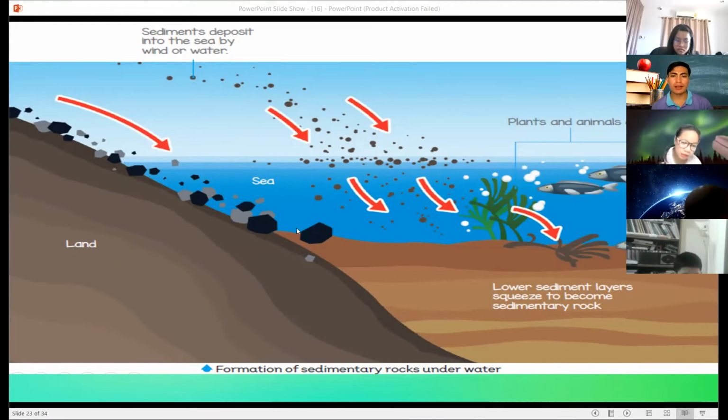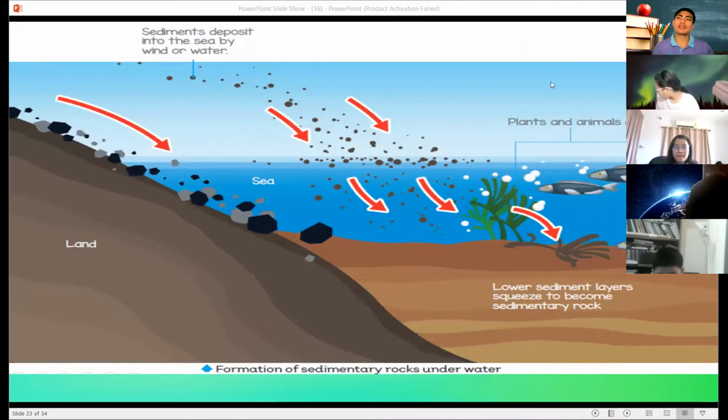Sedimentary rocks are formed by these sediments. And where do we get these sediments again? We get these sediments from weathering and erosion. Okay, so if we discuss something about sedimentary rock, we should involve this idea of weathering and erosion. Because these are very, very important parts of this study, weathering and erosion.